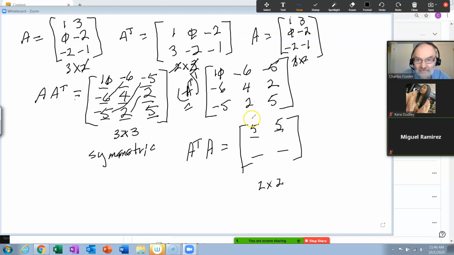I hope I'm doing this right. Then the 2, 1 entry here would be second row here, first column there. That would be 3 plus 0 plus 2. That would be a 5. Okay, 2, 2 entry here, second row here, second column here. A 9 plus 4 plus 1, that would be 14.